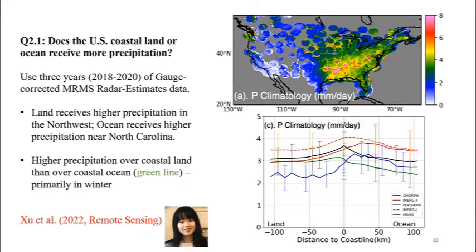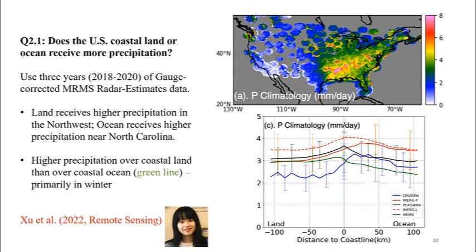Now the question is, we want to have some better understanding of land versus ocean. So we average the results along the distance to the coastline, and the results are summarized in the bottom panel, indicated by the green line. And on average, there is more precipitation over coastal land in the US than over coastal ocean. Even though not showing figures there, this is primarily the case in winter. In summer, there is not much difference.